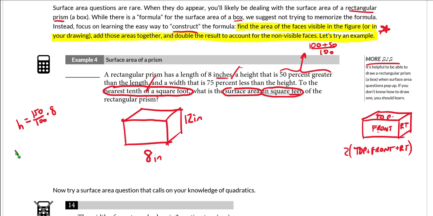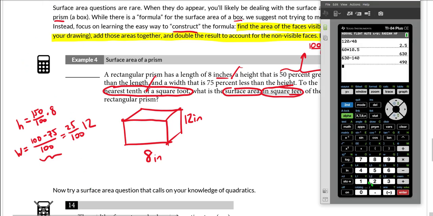The width, I am going to write this out. The width is 75% less than the height. Well, remember, 75% less than something is 100 minus 75 over 100. What's that going to come out to? That's going to be 25%. So a 75% decrease is the same as saying 25% of a number, and that is 25% of the height. So that is of 12, and again, I can do that in the calculator. It's going to come out to 3, but I'm going to do it in the calculator anyway.